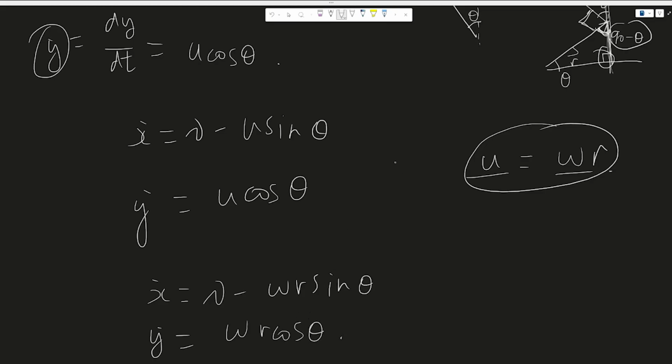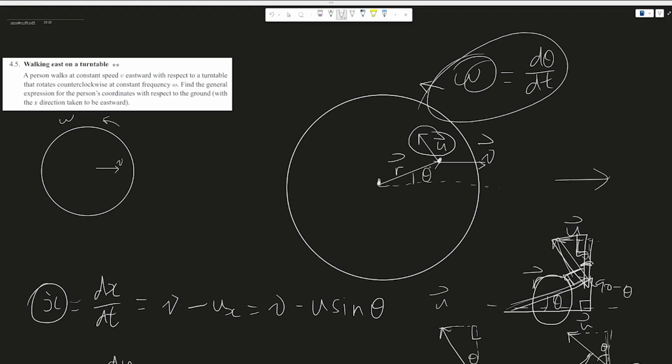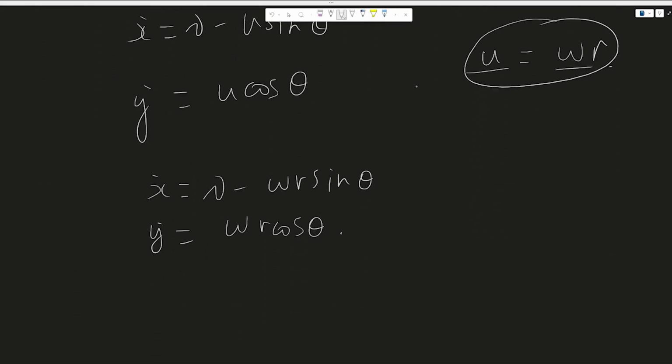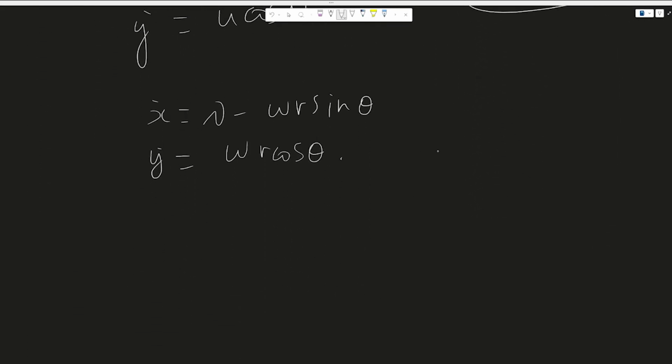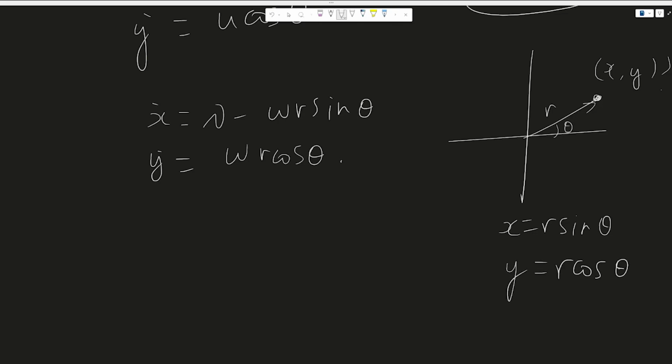And now let's see, can we simplify a bit more? Remember that we define r as the position vector of the person and theta as the angle. Doesn't this look familiar? This is basically a polar coordinate system that we're constructing. So if this is r and this is theta, what's the x and y coordinate of this point? Well, it's just r sine theta and r cosine theta.